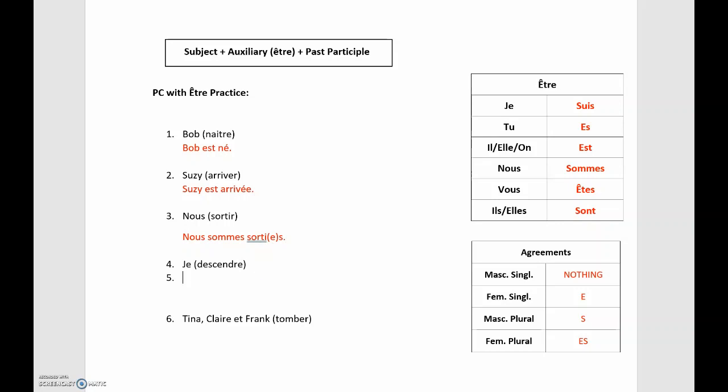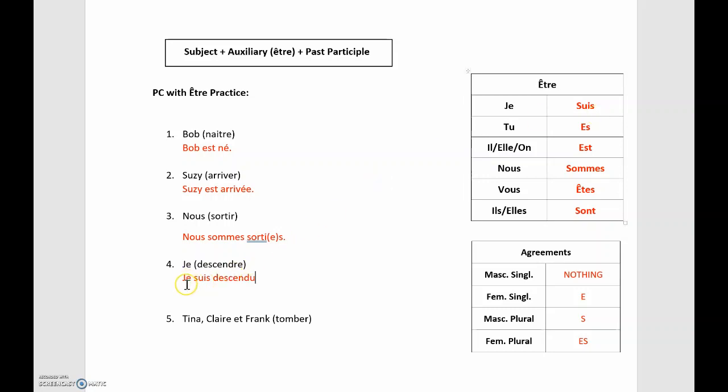Next one, number 4, we've got je and descendre. So my subject here is je, obviously. Être would become suis, so je suis. And then my past participle for descendre is descendu.